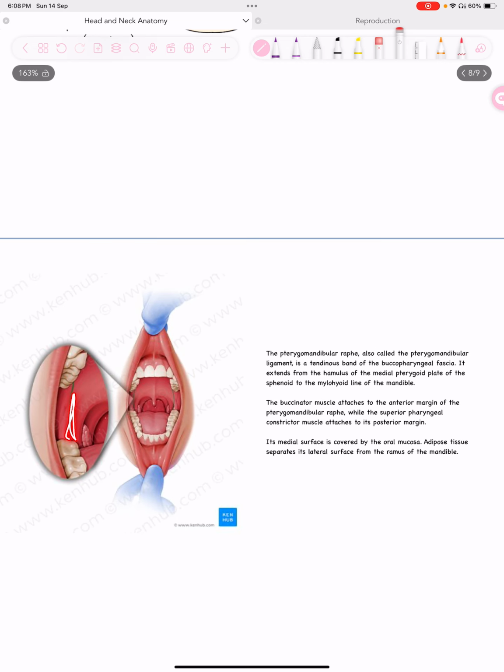But anteriorly you will see that it has, did I say something wrong? Laterally you have the adipose tissue that separates it, right? And medially you have the oral mucosa.